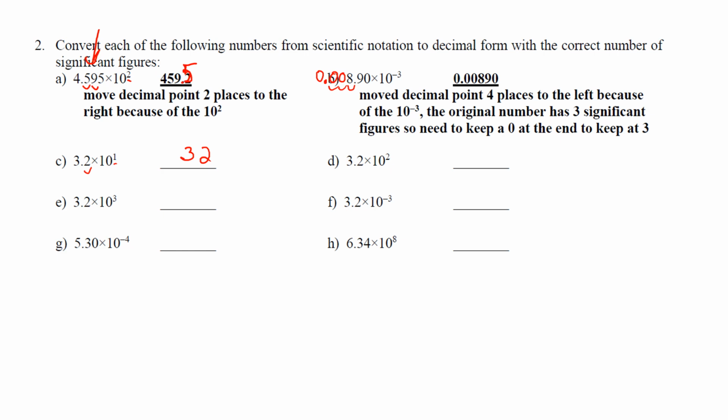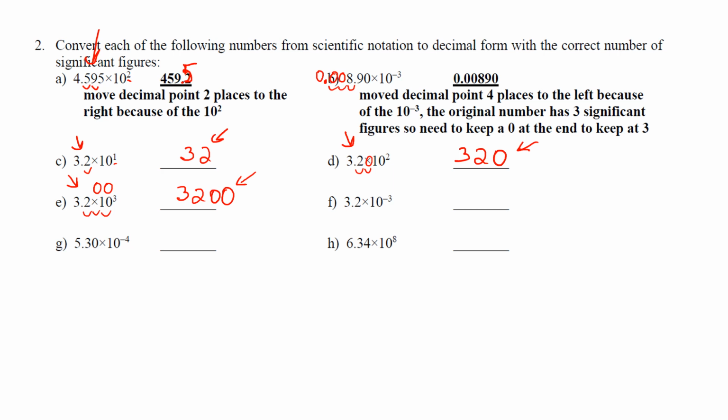3.2 times 10 to the 2. I move it 1 spot and then 2 spots. Notice I have to add this 0 here to make that work. So 320. 3.2 times 10 to the 3. I'm going to move it 1, 2, and 3 spots. So I'd have to add a 0 here and a 0 here. So that's 3,200. Notice this has 2 sig figs. In C, this has 2 sig figs, so this has 2 sig figs, 2 sig figs here in D, so my answer has 2 sig figs. Here in E, 2 sig figs, so my answer has 2 sig figs.